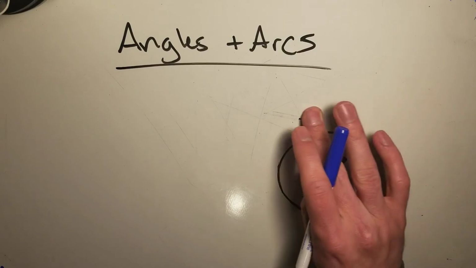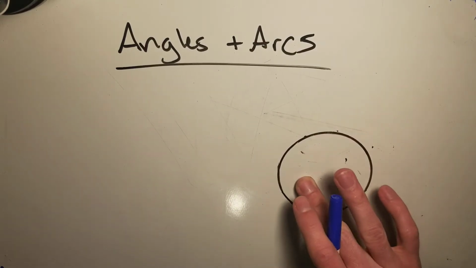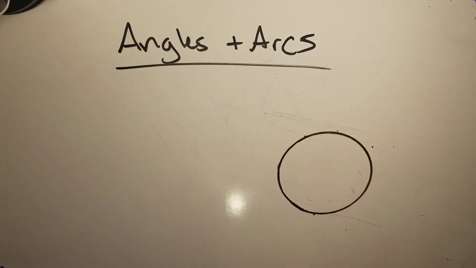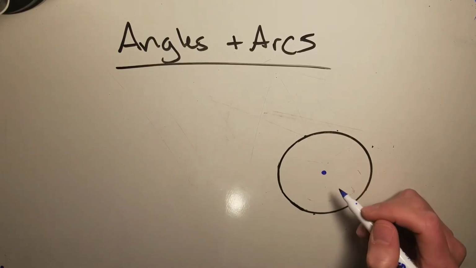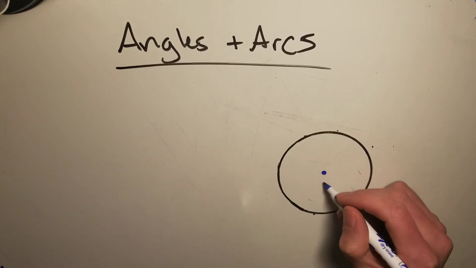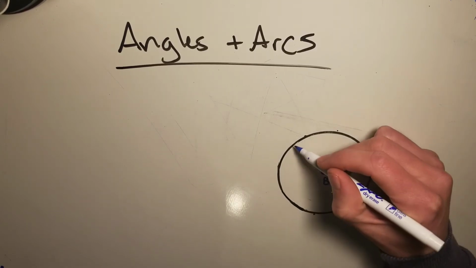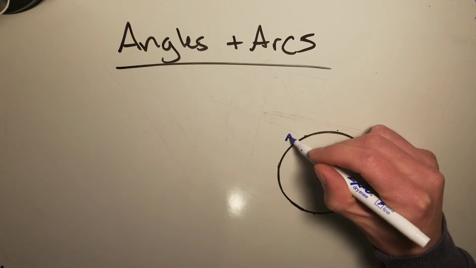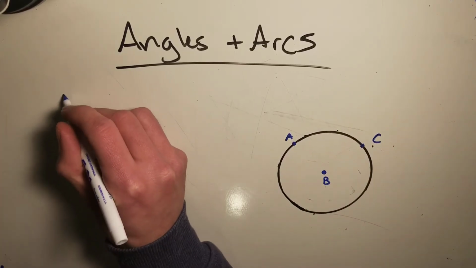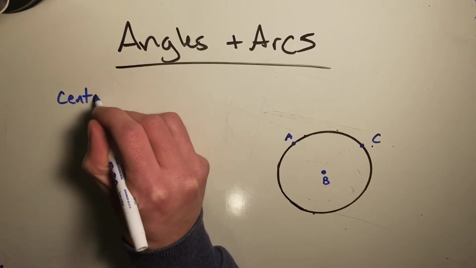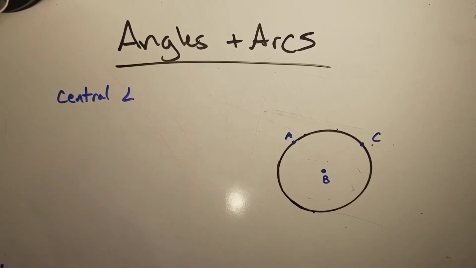So the first thing we're going to talk about is the central angle. So let's say we have a circle, just like this, and let's say our center is right here, and we'll call this point B. So this will be circle B. Then we'll have point A and point C.